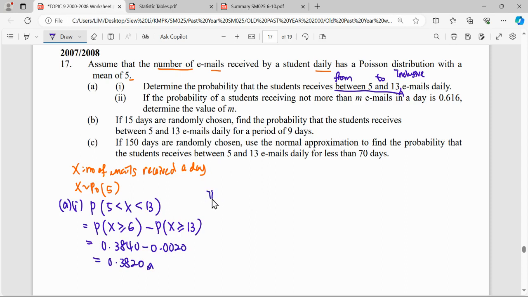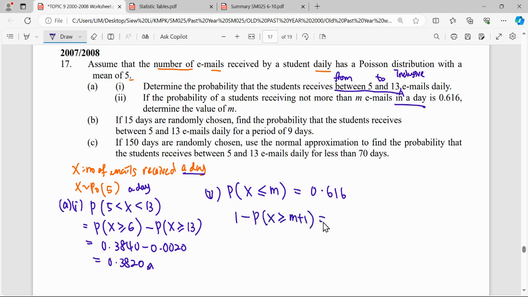And then number 2, if the probability the student receives not more than m. Not more than m means less than or equal. Daily, in a day, means still the same distribution. The probability is 0.616. Determine your m. So how are we going to read less than or equal to m in the table? We will do 1 minus more than or equal to m plus 1.